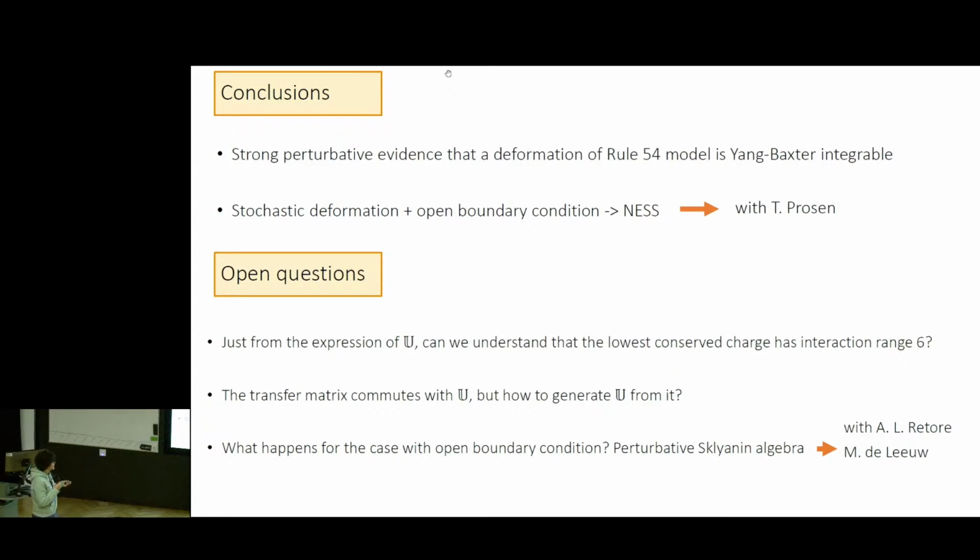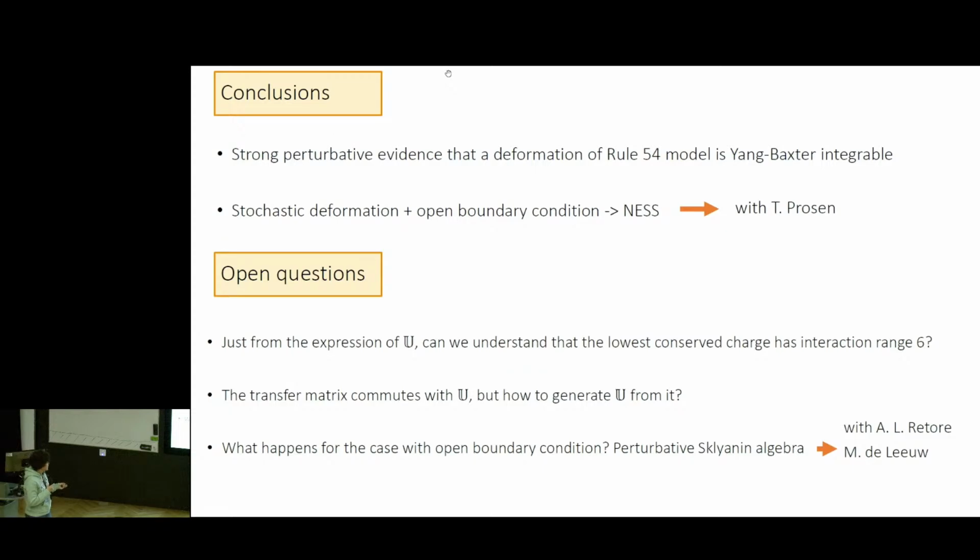But then there are many things that we don't understand. For example, why does the first non-trivial conserved charge have interaction range 6? Is there a way to understand this, not by brutally computing, but just from the expression of U? And then in this model, the transfer matrix that you can build commutes with U, but somehow it does not generate U itself. So why is this happening?